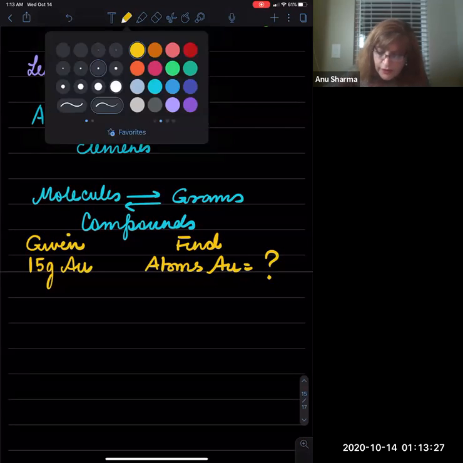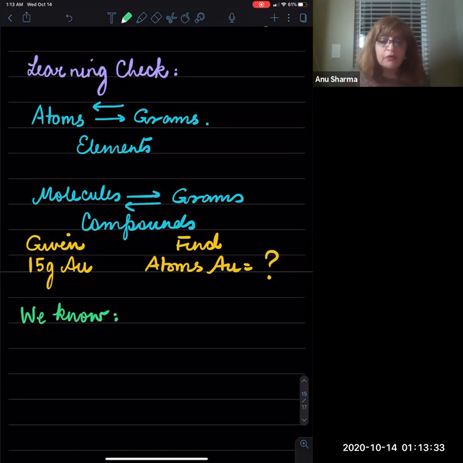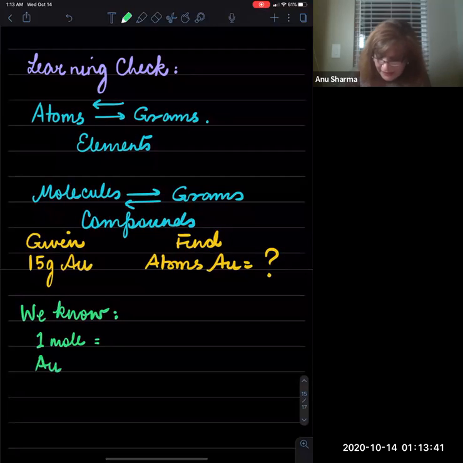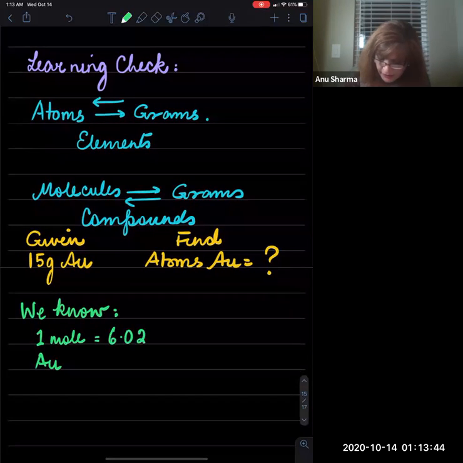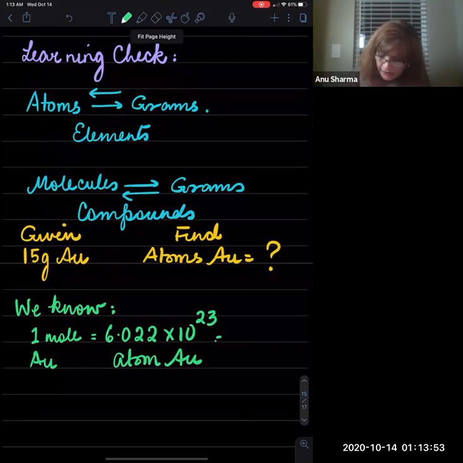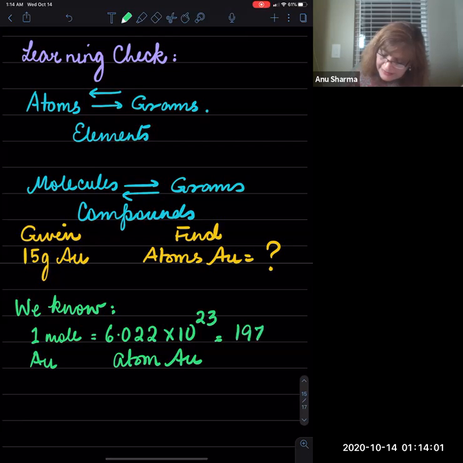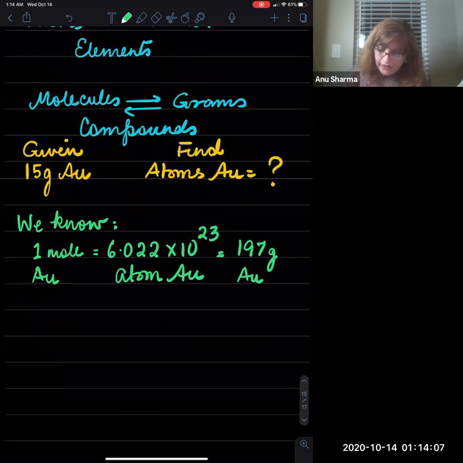So now what do we know? There are certain things we know which are not going to be given to you, so you should just know this. We know that 1 mole of something, let's say 1 mole of gold, in this case, is going to contain 6.022 × 10^23 atoms of gold. And what is the weight of that? The weight you're going to get from the periodic table, and in that periodic table, you see that the gold is 197 grams of gold.